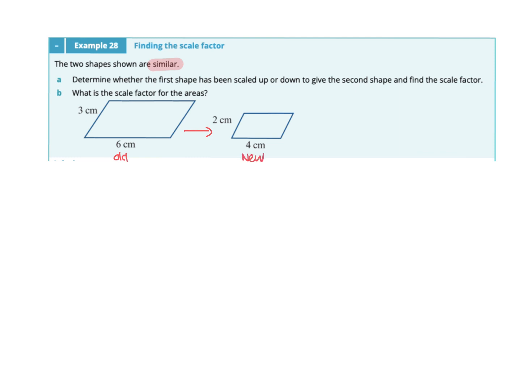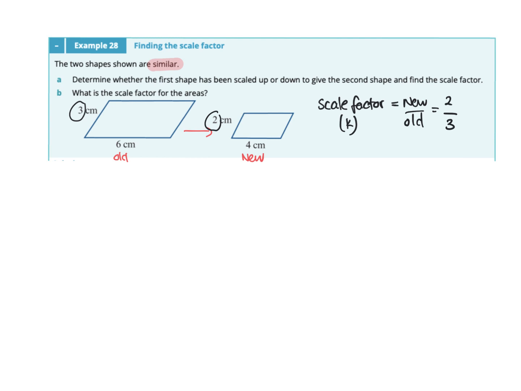When we go to work it out, it says they want us to find the scale factor. Often for scale factor they use the letter K, so if you see K, it just means they want you to find the scale factor. That's the new over the old. Here, we just have to make sure we pick the same side. So we pick this side: the new had a 2 and the old had a 3. So the scale factor is 2 over 3.